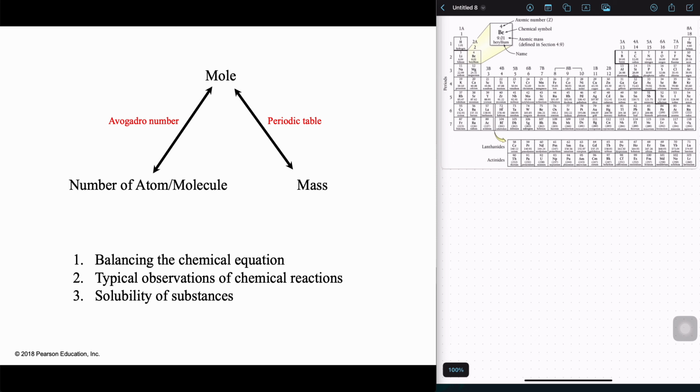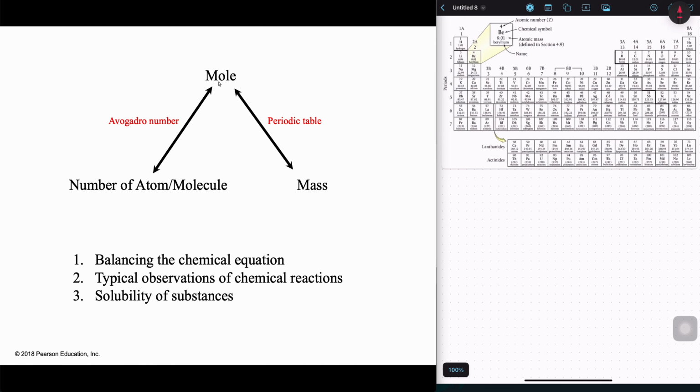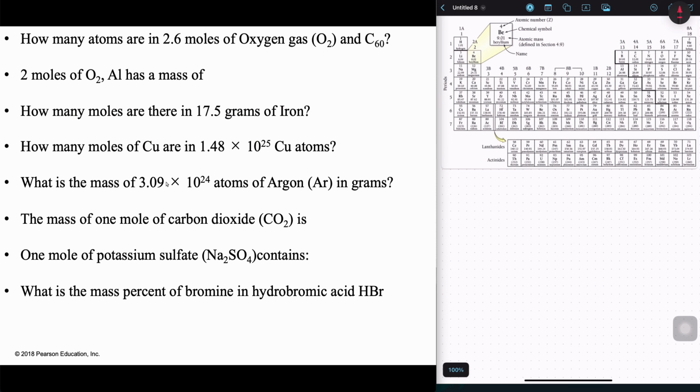So now let's see some example questions for this week. The first question is asking you how many atoms are there in 2.6 mole of oxygen gas and C60. Okay, so how do we solve this question? Again, based on the diagram I just showed you, in order to convert the mole into the number of atoms or number of molecules, we need to multiply by the Avogadro number, right?